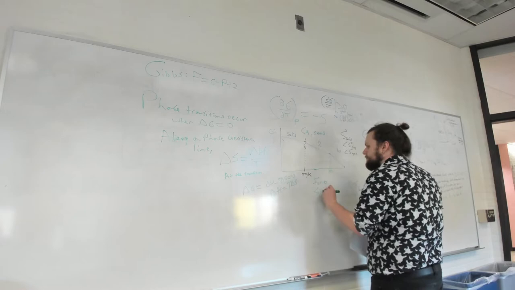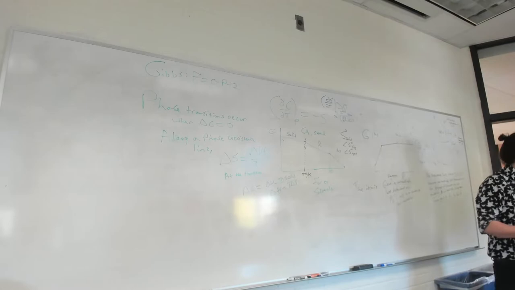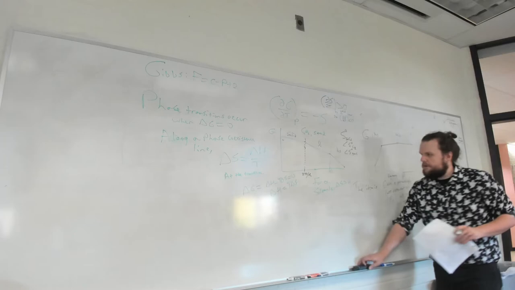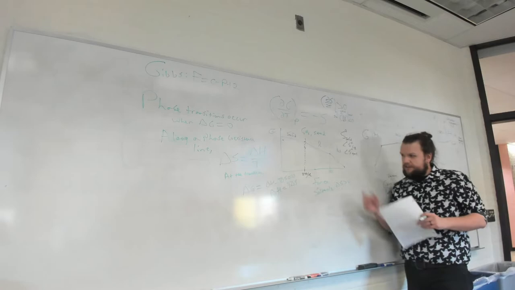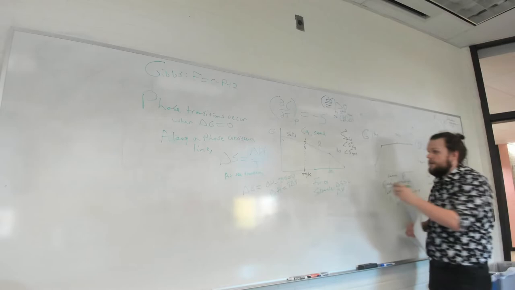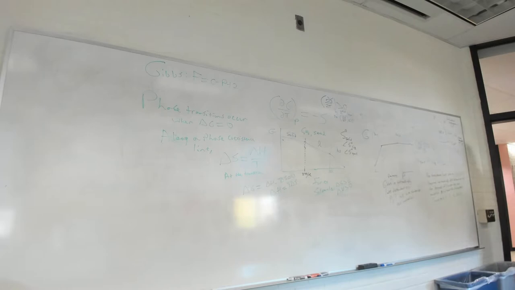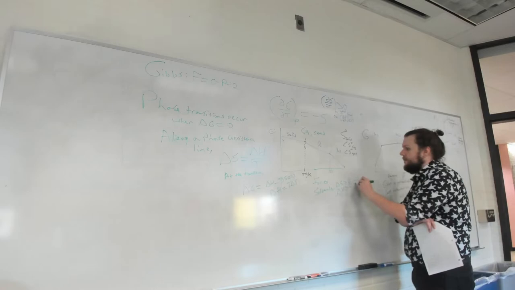Right, you're going from an ordered to a disordered state. Delta S is greater than zero, right? Just by intuition, going from ordered to disordered, delta S is greater than zero, which means that melting is endothermic. The system has to absorb energy to do the transition. So endothermic.